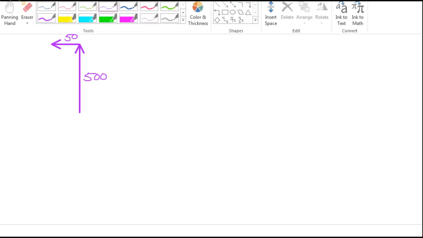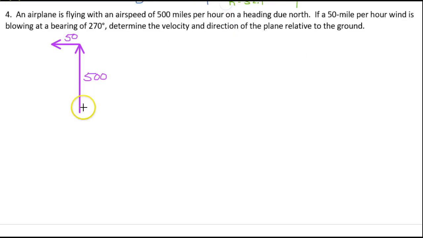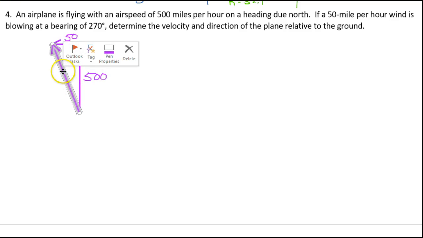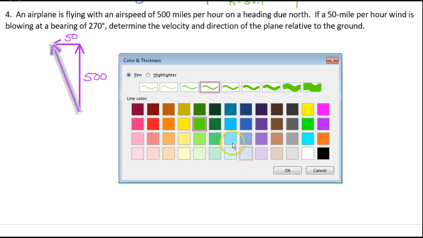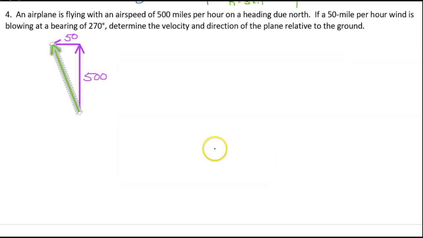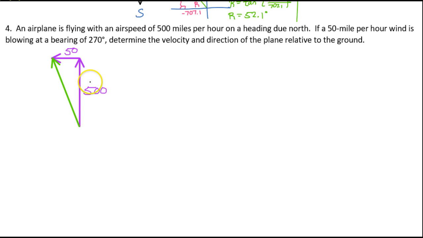So that is just asking us for the magnitude and direction of the resultant vector, which is going to be like this. Let's go ahead and make it green. I always like my resultant vectors to be green. Alright, so we need to find the magnitude and direction of this.